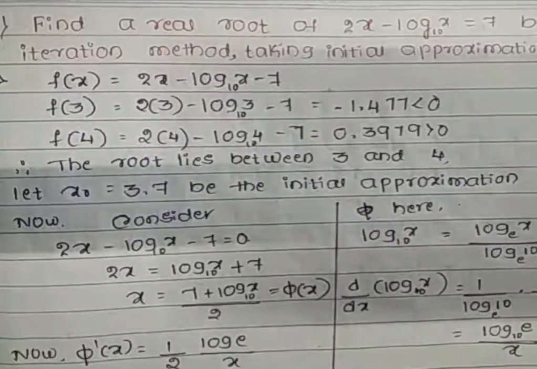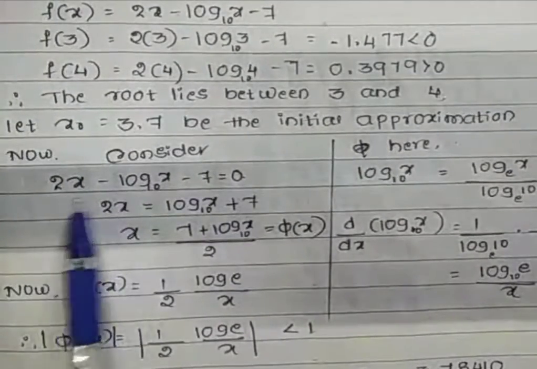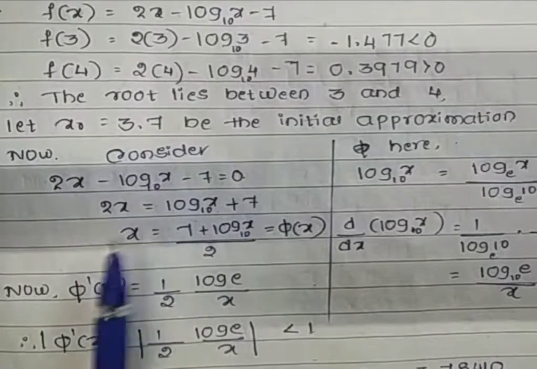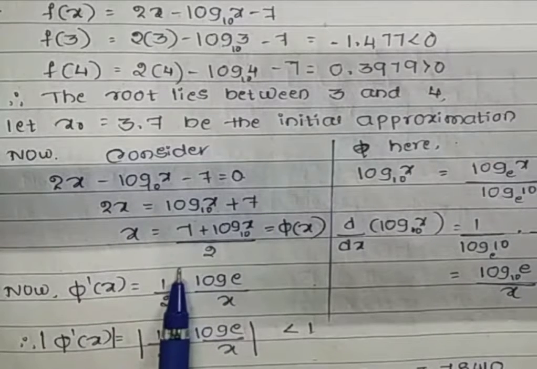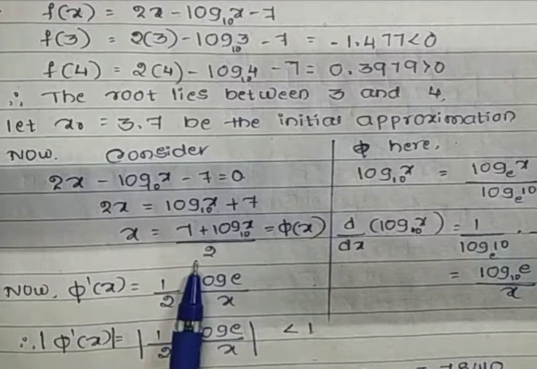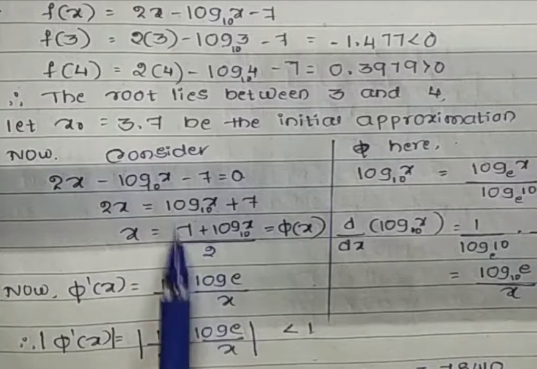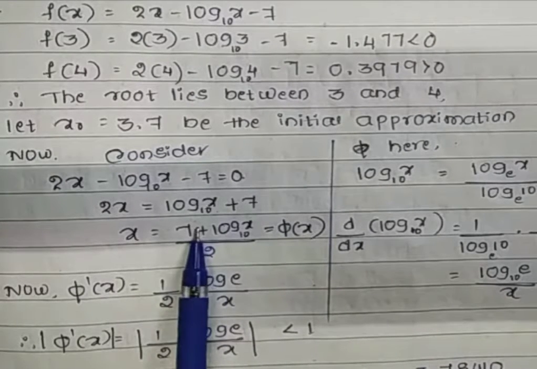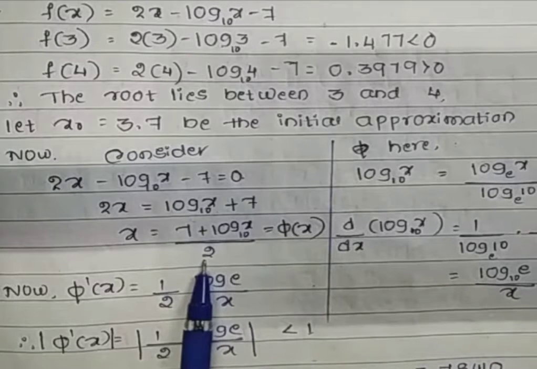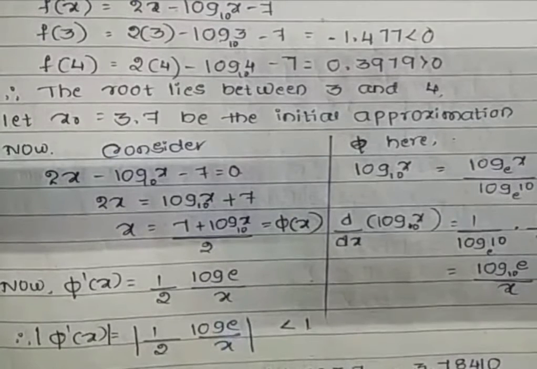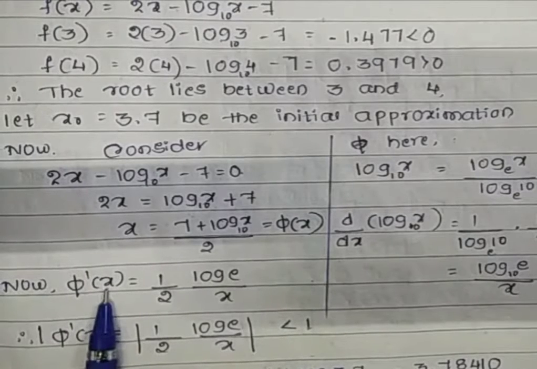See, here we have considered the given equation as it is, and then we have rearranged the terms to get x is equal to. So here x is equal to 7 plus log x to the base 10 divided by 2. Now this we can consider as our phi of x. So this is the phi of x equation. Now after this, what we need to do is calculate this phi of x derivative.